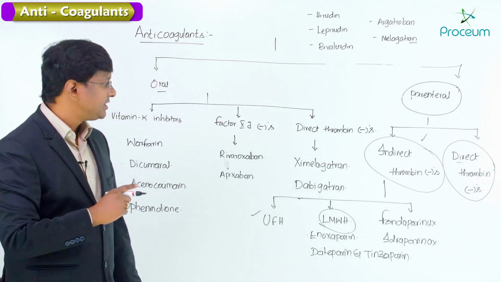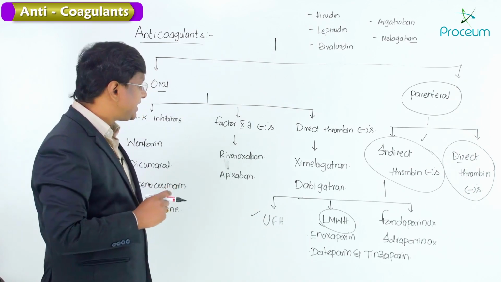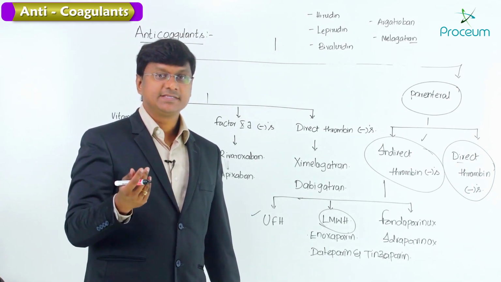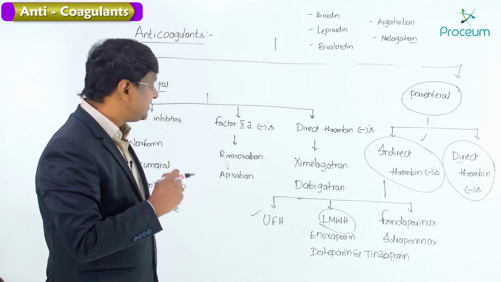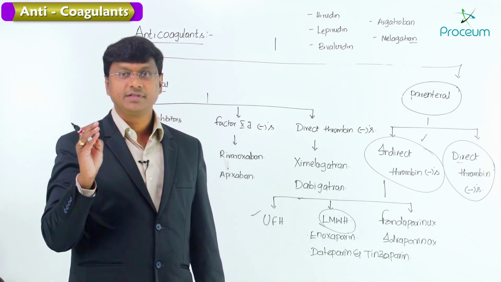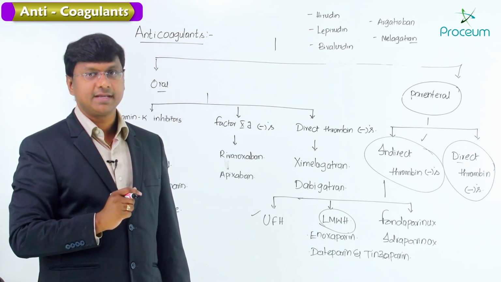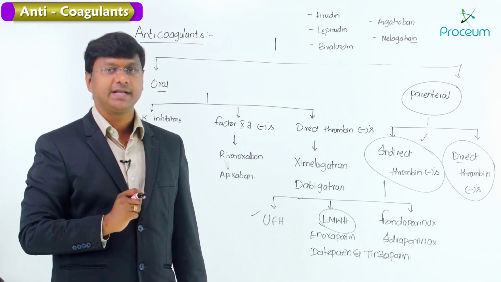The parenteral formulations include indirect thrombin inhibitors and direct thrombin inhibitors. Indirect thrombin inhibitors are unfractionated heparin and low molecular weight heparin. The examples of low molecular weight heparin are enoxaparin, dalteparin, and tinzaparin. Then we have fondaparinux and idraparinux. Direct thrombin inhibitors include hirudin, lepirudin, bivalirudin, argatroban, and melagatran. Now let me take up the discussion in detail about the oral anticoagulants.